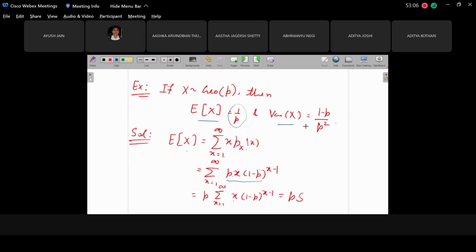Now if you recall, what is variance of X? This is going to be expectation of X squared minus expectation of X whole squared.